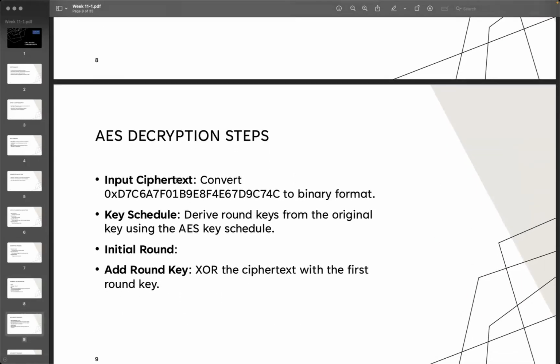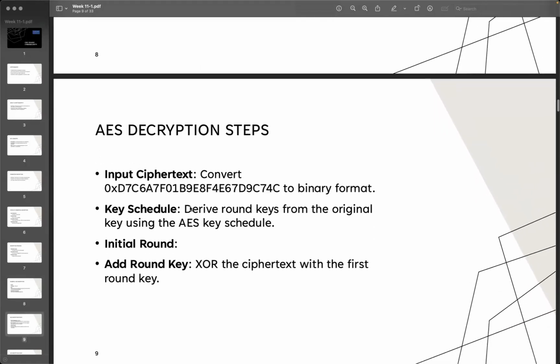First, I would convert this ciphertext. How can I do that? I would change it to the binary format, and then I would change one key from the original key using the AES key scheduler. So in the initial round, we are using the XOR gate to match it with the first round key.